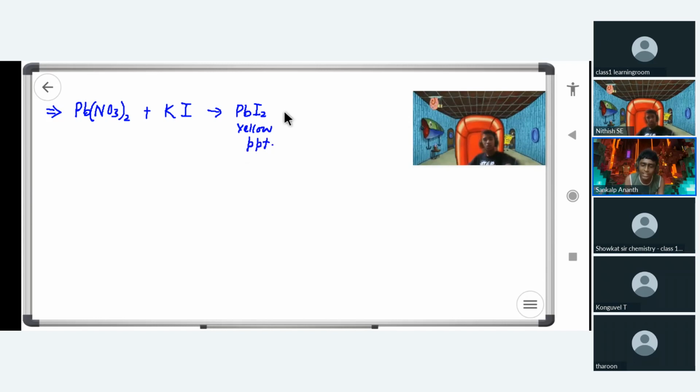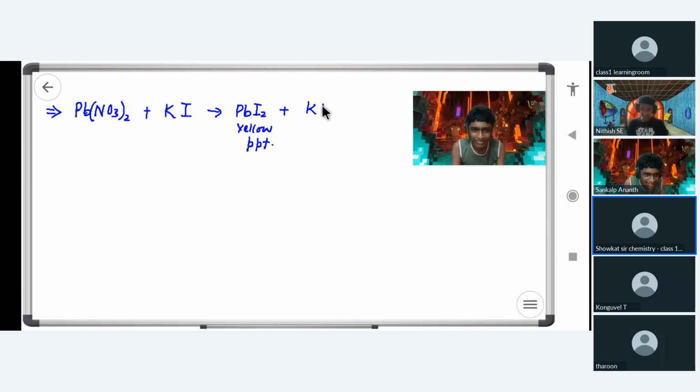Let him finish it. And similarly, I will get potassium nitrate. Okay, now can you tell me, is it balanced? First of all, tell me, is it a double displacement reaction or not? First, tell me, is it balanced or not?